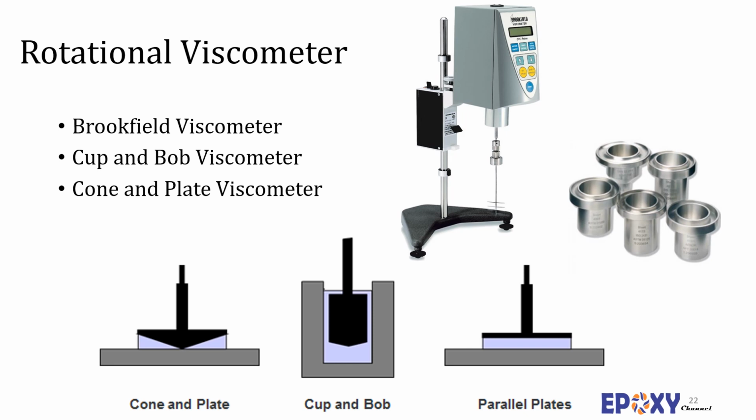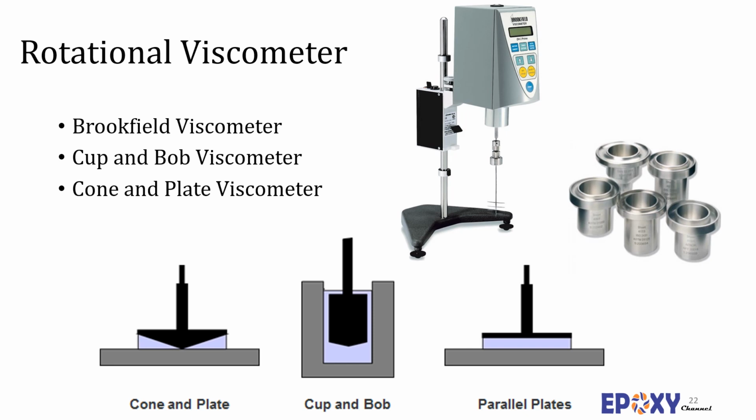Cup and bobs, cones, and plates are all types of rotational viscometers. Cup and bob viscometers consist of coaxial cylinders of different diameters. A volume of a sample to be sheared is stored within the test cells. The torque required to achieve a certain rotational speed is then measured and plotted.